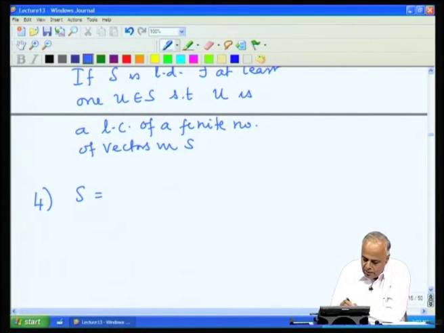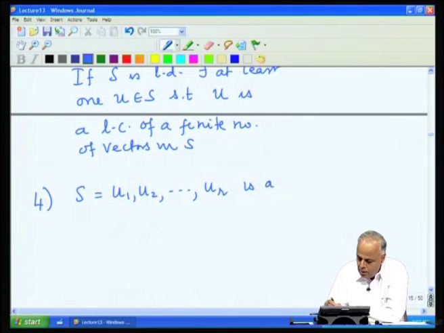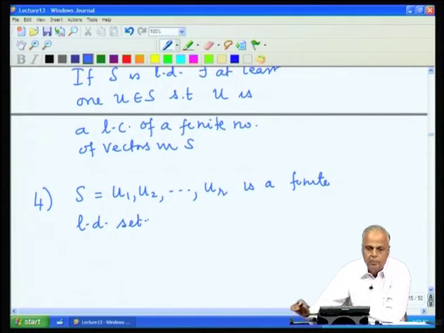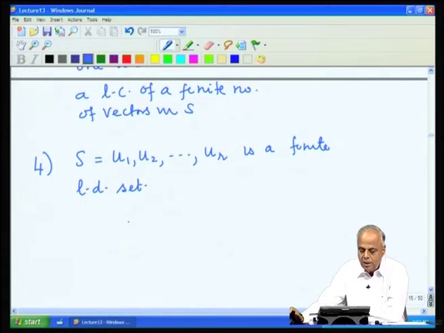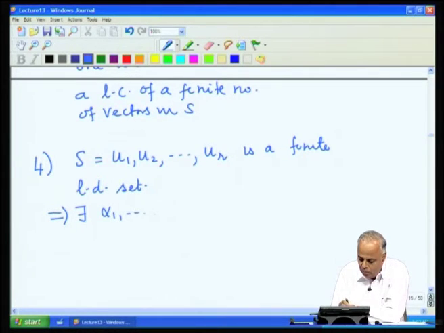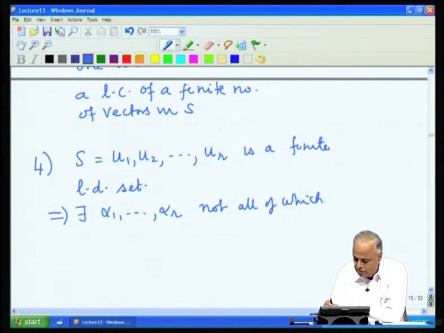So, suppose S equal to {u1, u2, ..., ur} is a finite linearly dependent set. Now, since this is a linearly dependent set, we must have a linear combination which is 0 without the coefficients being 0, like what we have just now done. So, there exist alpha 1, alpha 2, ..., alpha r, not all of which are 0, such that alpha 1 u1 + ... + alpha r ur is equal to theta V.